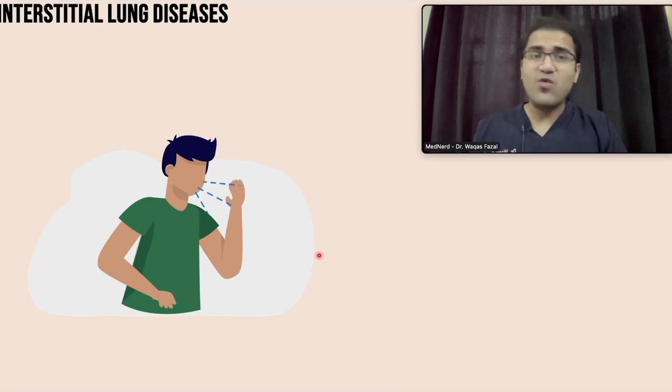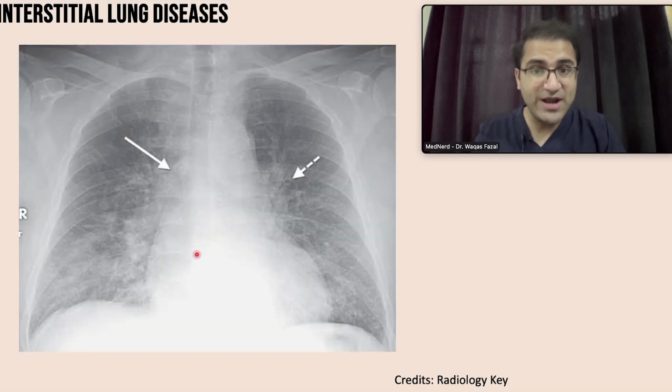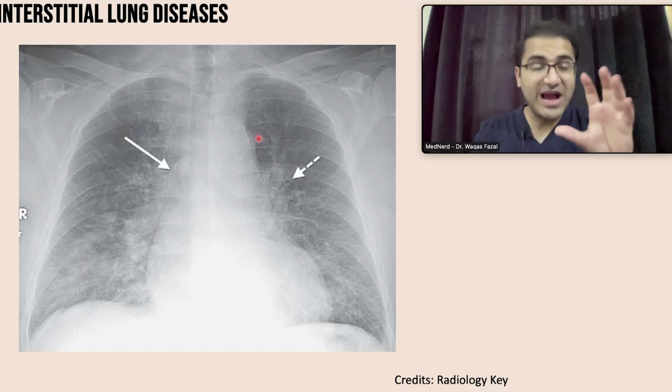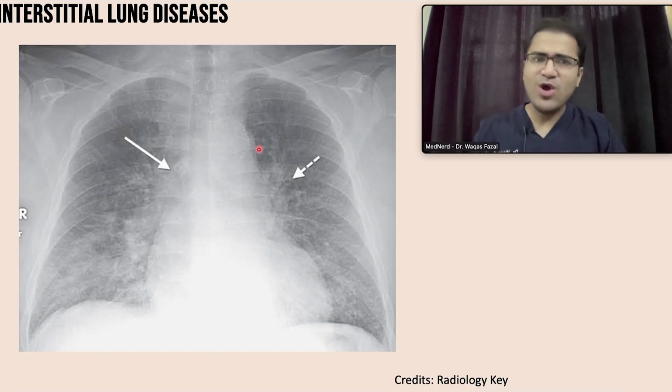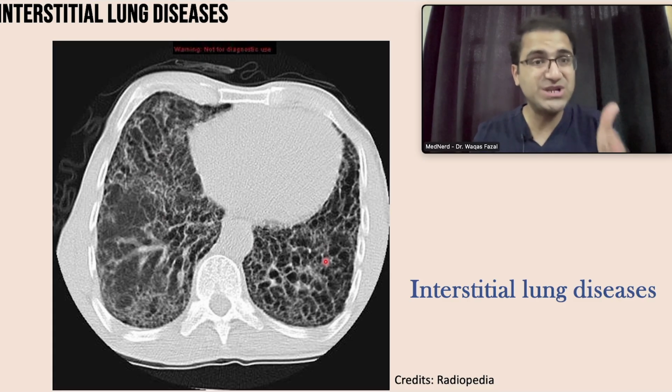When you perform the chest x-ray, you see a chest x-ray like this. Look at all the hazy parenchymal changes in the lungs. Then you order a HRCT, high resolution CT, and when you receive it, you see a picture like this, where there is total destruction of the lungs. There is a honeycombing pattern. These are not normal lungs. This shows total destruction of the lung. This patient has interstitial lung disease.